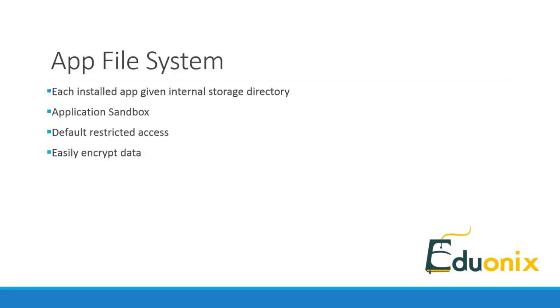Each application that is installed is given its own internal storage directory that is protected from other applications and users by default. These files and other components are contained within an Android application sandbox, which isolates your app data and code execution from other apps. By default, files that you create on internal storage are accessible only to your application. This protection is implemented by Android and is sufficient for most applications.